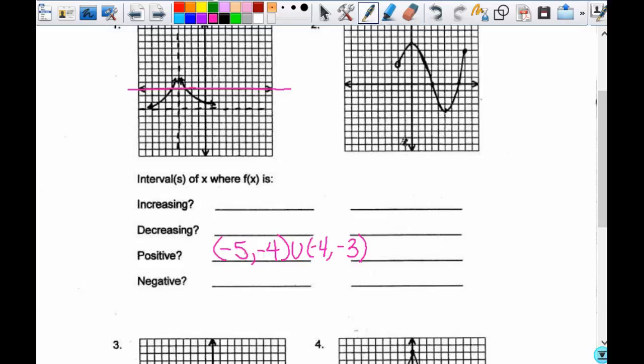Then it's negative starting where? -infinity to -5. Do I get to include it? No, because that's where it is 0, and 0 is not negative. Then I start back over being negative where? -3. Don't get to include it because I can't include 0, right? I think that's going to be the tricky part of some of this for some of y'all. And then I go all the way to infinity. Okay.